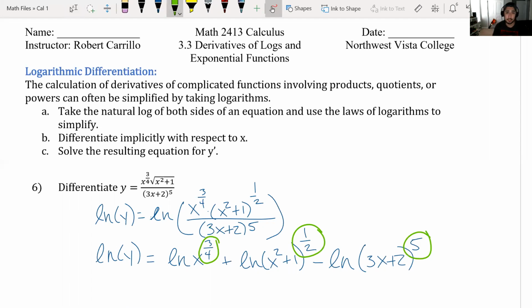In no way is this a derivative. This is the power rule for logs. We haven't even started any calculus yet. We are just simplifying this algebraically. So no calculus has been used at all.